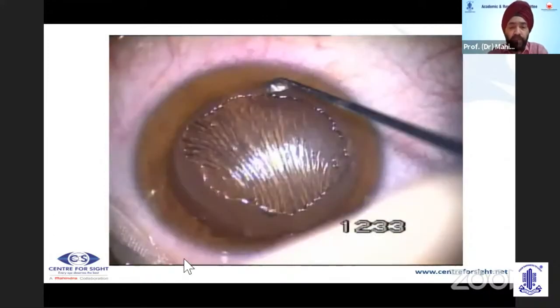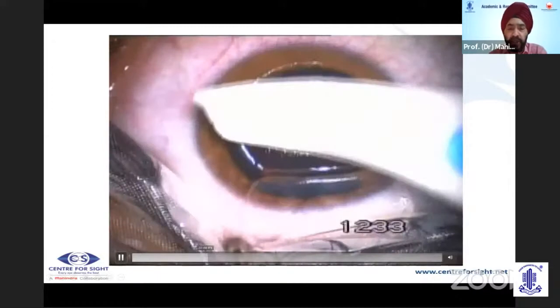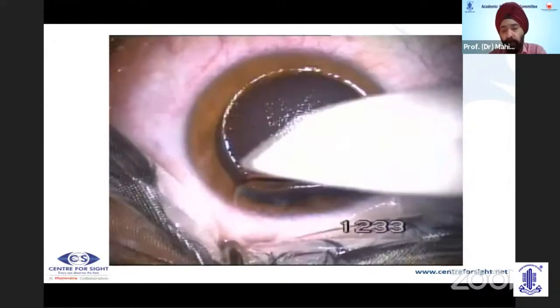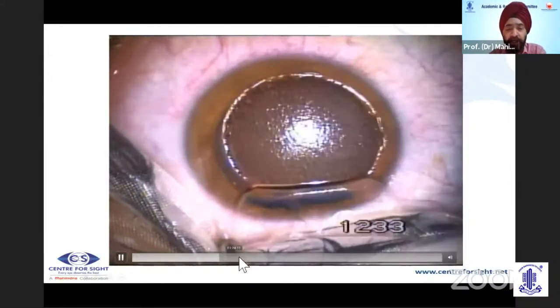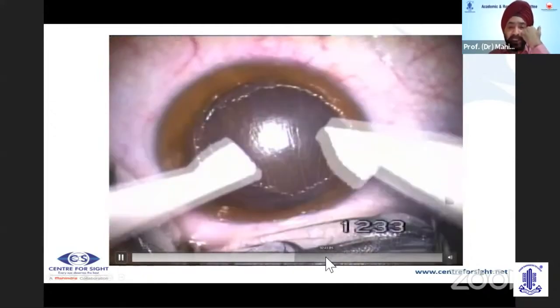So you can see here that the flap is being lifted. As you lift the flap, you have to make sure that the undersurface of the flap is also clean. We are putting hypotonic saline. You can either put distilled water, and you have to wait for the flap to actually hydrate. Once the flap has hydrated, that is the time that you have to go back and see this.